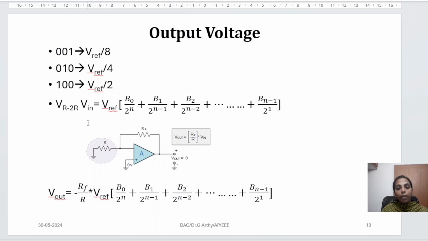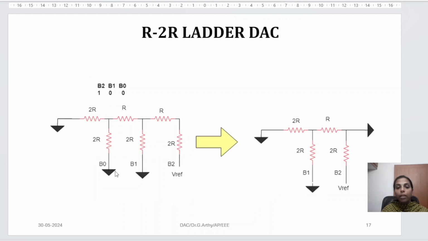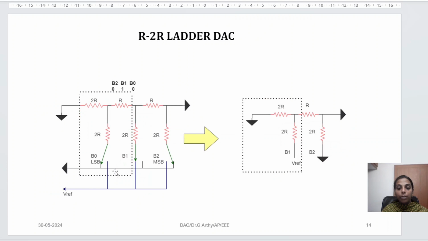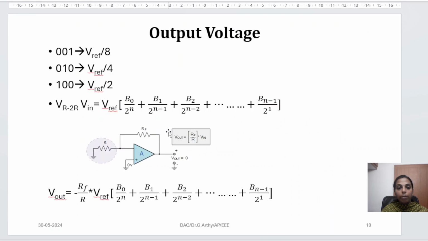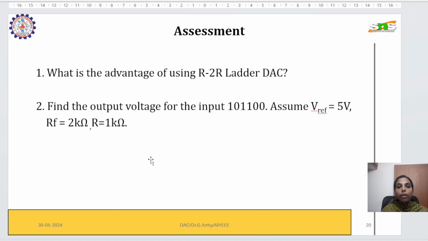Now, when we calculate the voltage, it is V reference into the whole sum of these, because this is purely a summation. The sum is given to an inverting amplifier. So here we have the output equation, and since it is given to the inverting amplifier, we write minus RF by R into V reference into the whole values. Now this is for your assessment, and thank you.